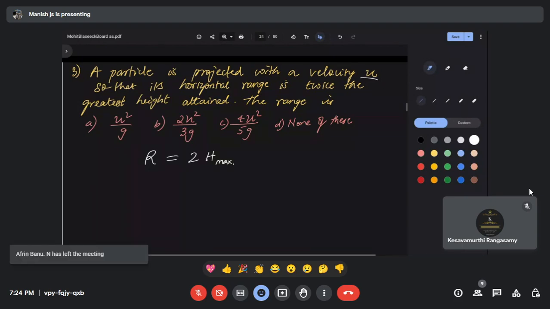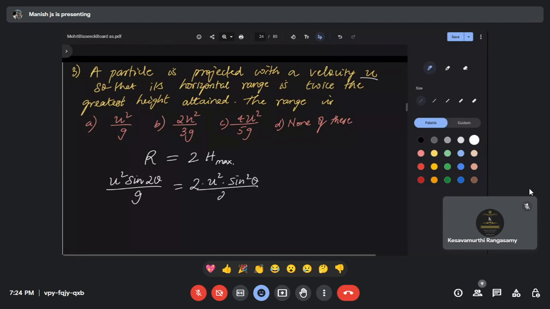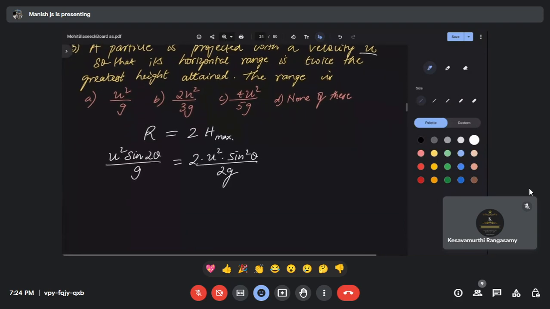So the range formula we already know. What is the range formula? Which is u square sin 2 theta by g. Yes, u square sin 2 theta by g is equal to twice maximum height. So 2 into the maximum height formula, which is u square sin square theta by 2g. Yes. So this is the relation that we have.